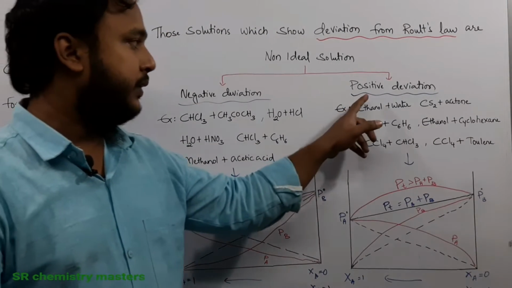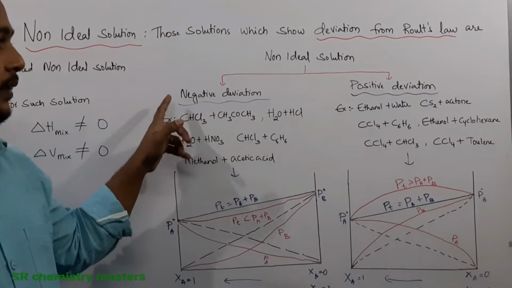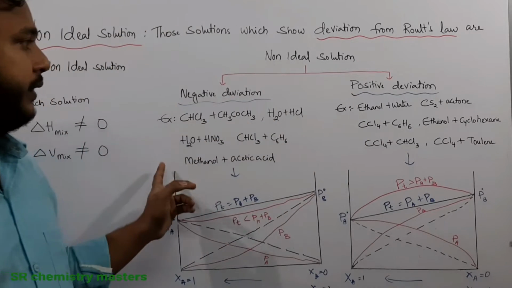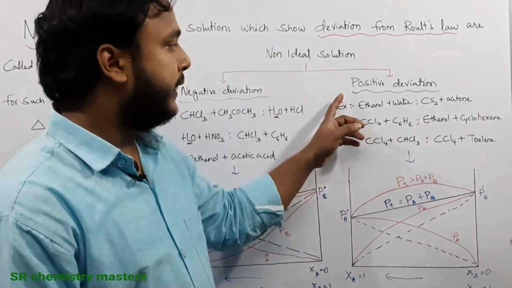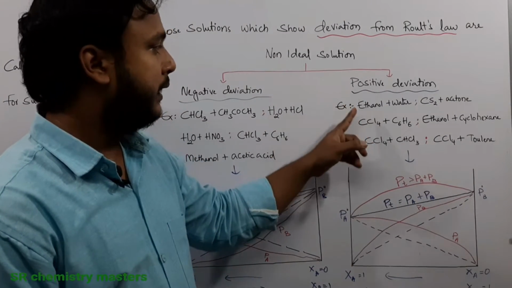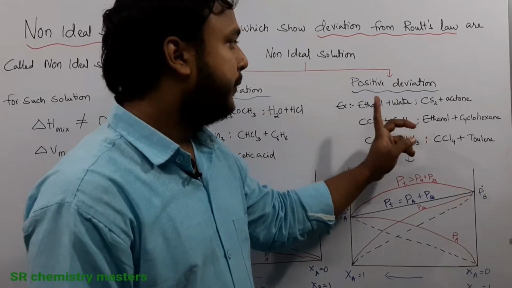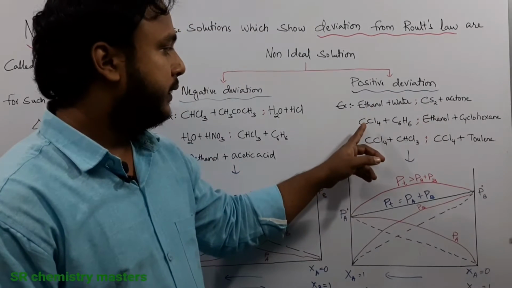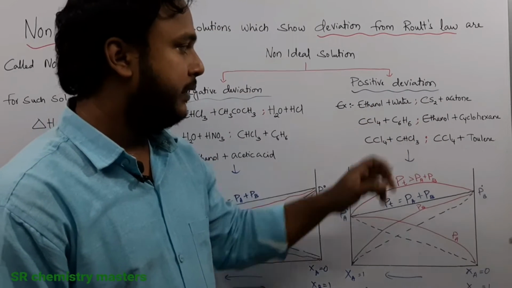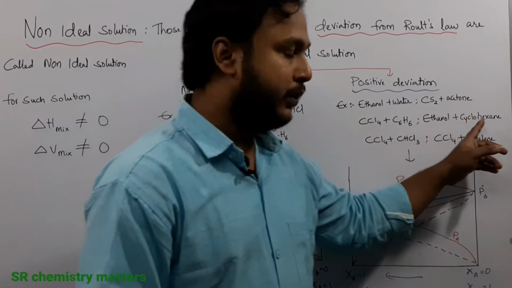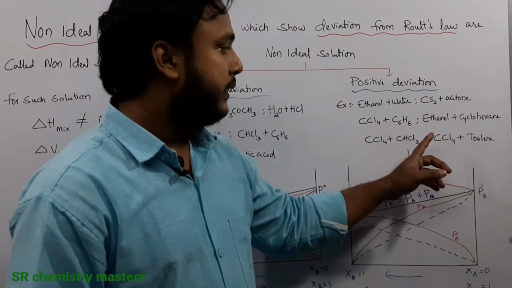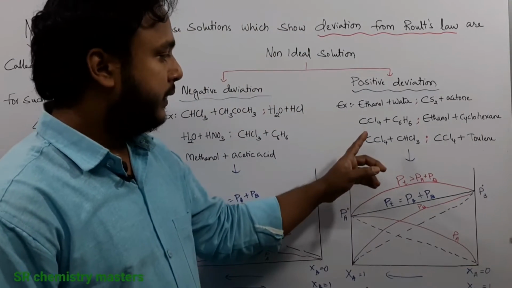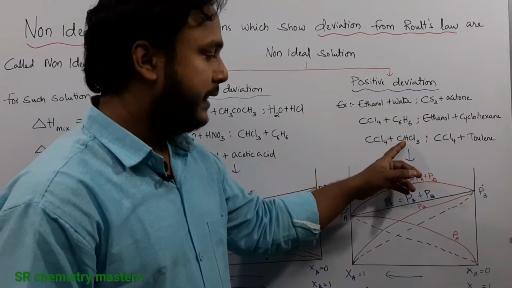The first one is positive deviation and the second one is negative deviation. Here we have given the examples for the positive deviation and negative deviation. The examples for the non-ideal solutions exhibiting positive deviations are the solution of ethanol and water, the solution of CS2 and acetone, the solution of carbon tetrachloride and benzene, the solution of ethanol and cyclohexane, the solution of CCl4 and toluene, and lastly the solution of CCl4 and CHCl3.